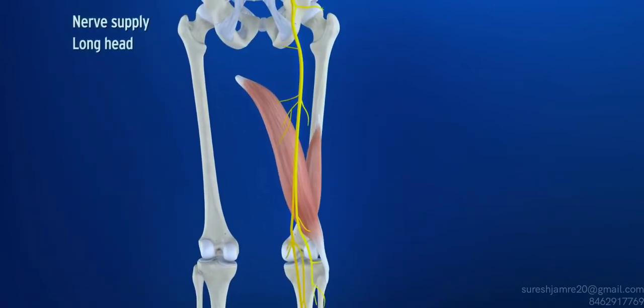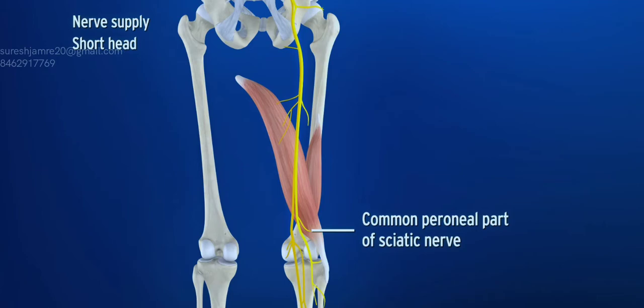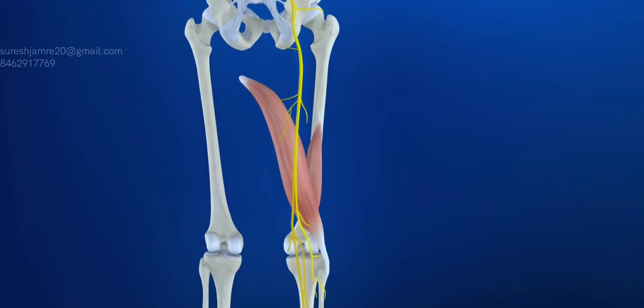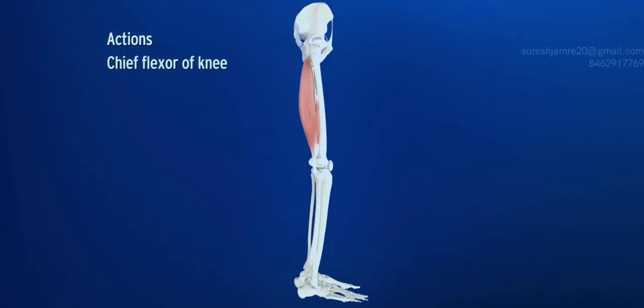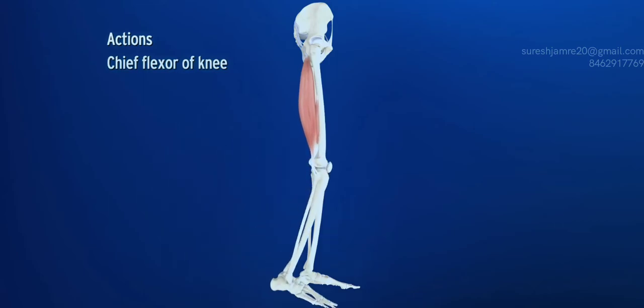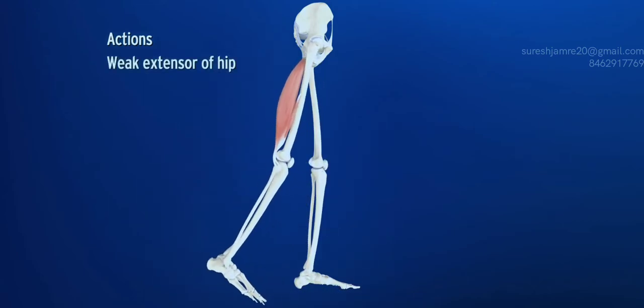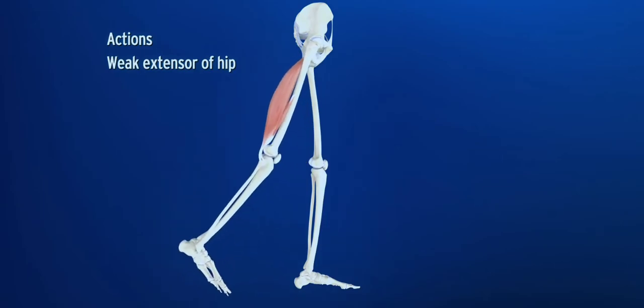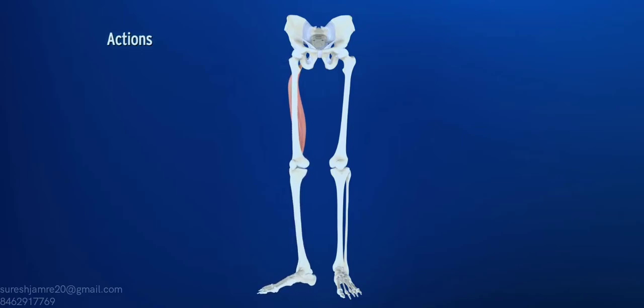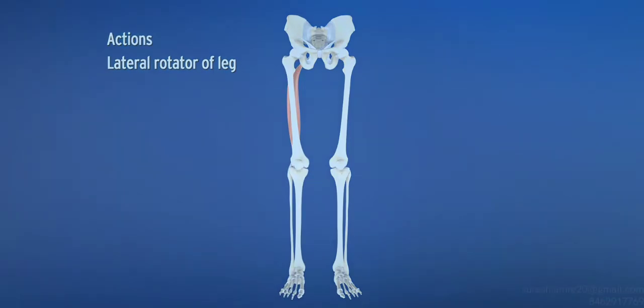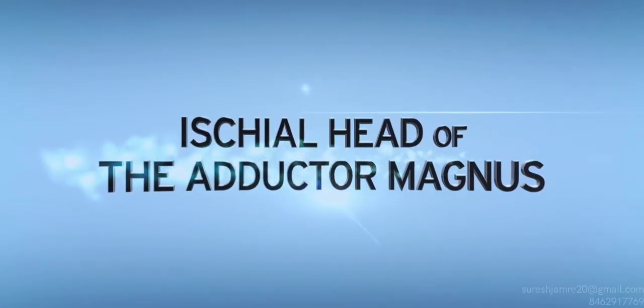Nerve supply: long head by tibial part of sciatic nerve. Short head by common peroneal part of sciatic nerve. Action: chief flexor of knee and weak extensor of hip. When knee is semi-flexed and hip is extended, biceps femoris is the lateral rotator of leg. Ischial head of the adductor magnus.